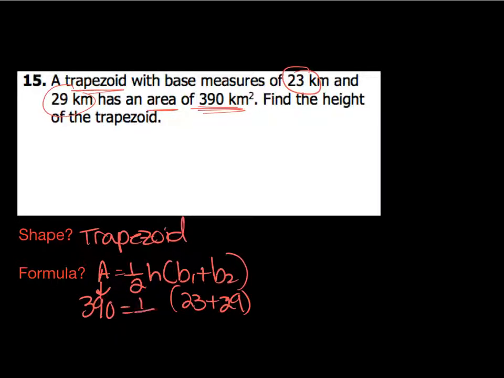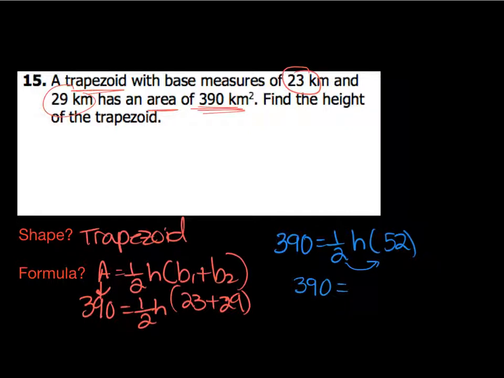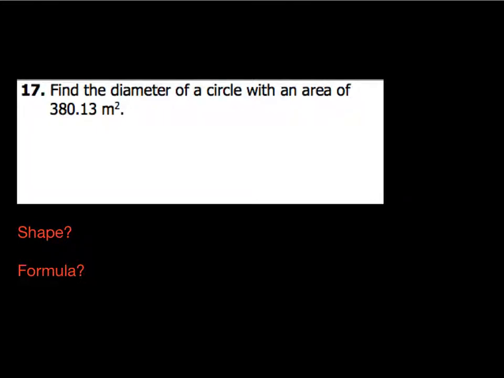Find the height. So we got 1/2 h. So we're solving for h. We simplified the bases and we get 52. We take half of 52 and we get 390 is equal to 26h. Let's go ahead and solve for h and let's see what we get. And we get h is equal to 15. Our units are going to be kilometers. So this is 15 kilometers will be the height. Try this one on your own, answer the question, and then come back.